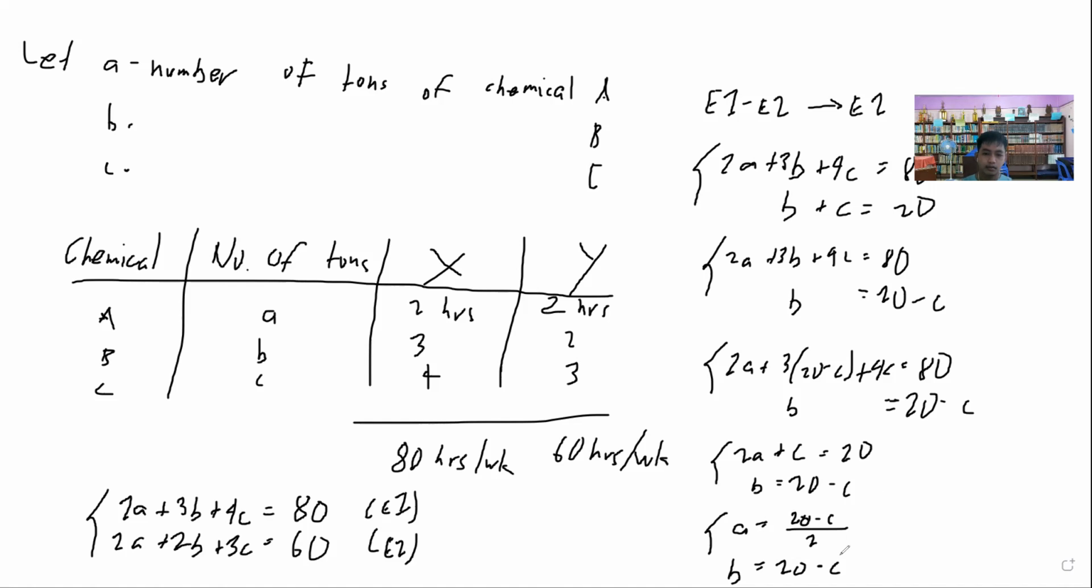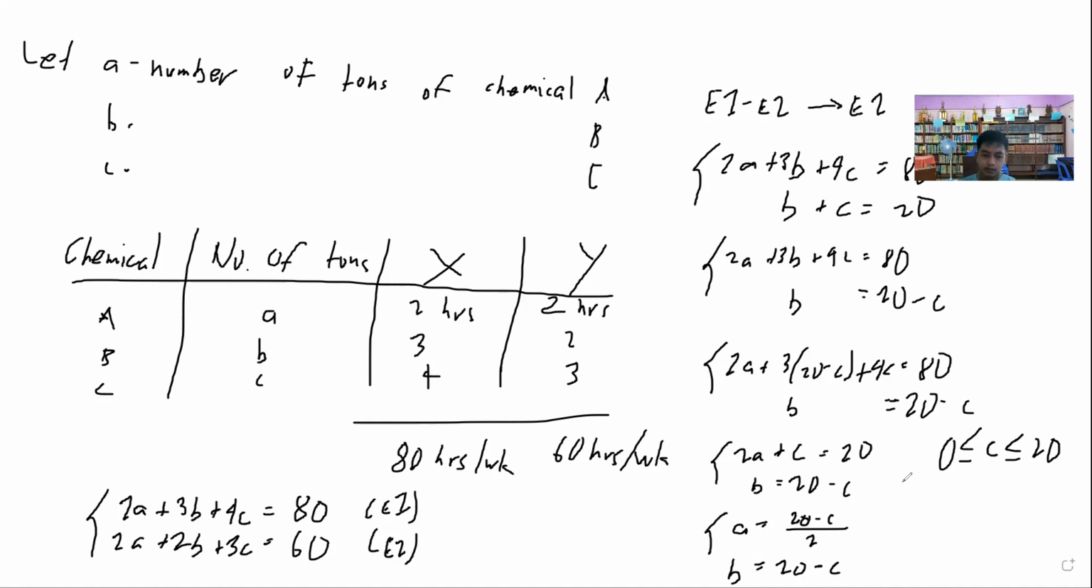So, si C natin, magkakaroon tayo ng restriction na si C dapat ay greater than or equal to 0 and less than 20. Kasi since number of tons yung dinideal natin dito, hindi tayo pwedeng mag-negative number at hindi tayo pwedeng lumampas where si B nga ay 20 minus C. So kapag si C ay 20, wala na tayong B. At pag lumampas tayo ng 20, magne-negative si B.